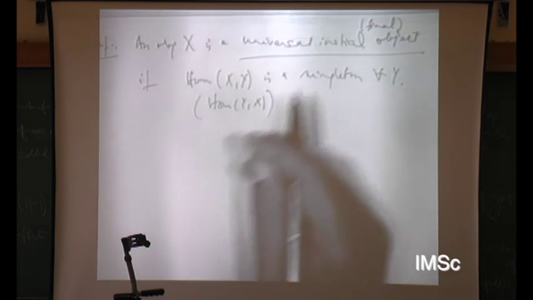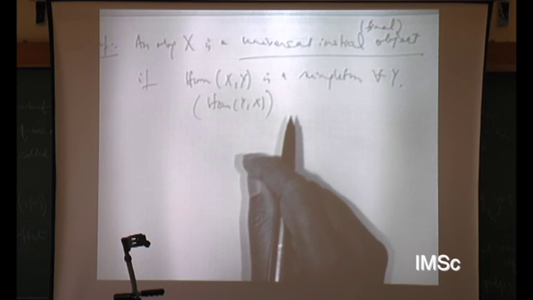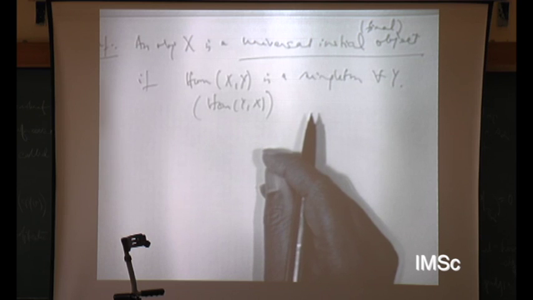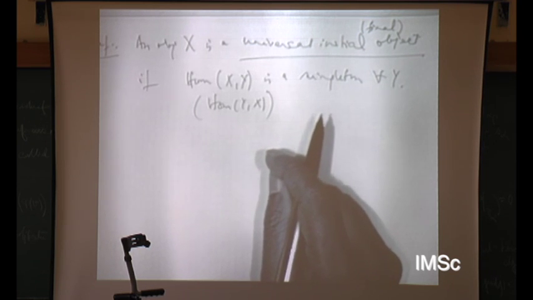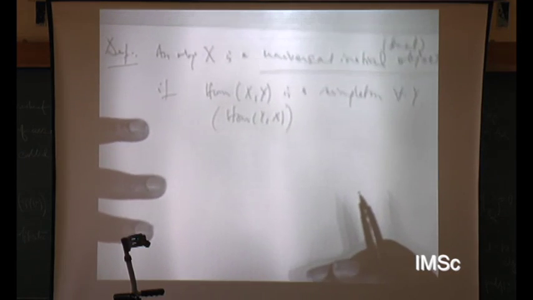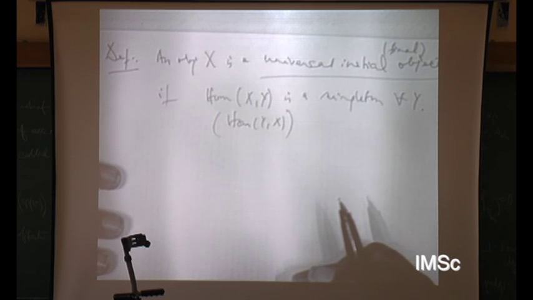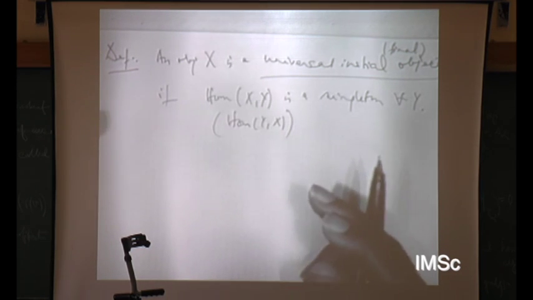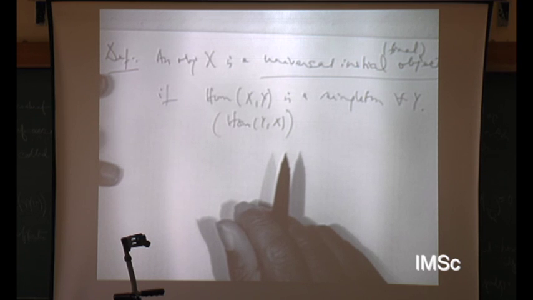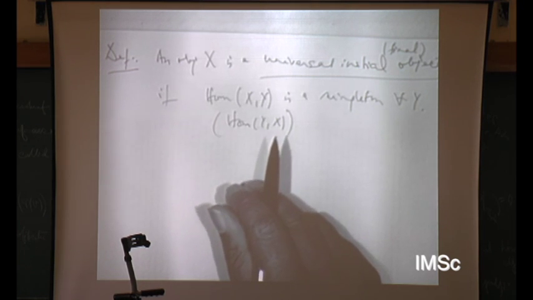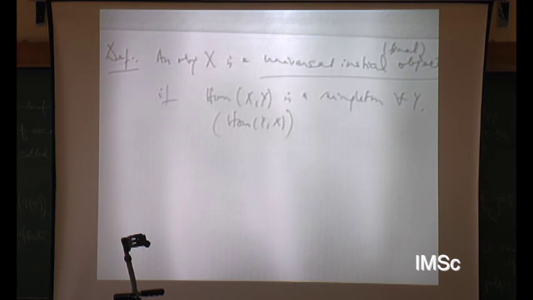So in the category of sets, see, a category may or may not have universal initial or final objects. But in the category of sets, I claim there is a universal final object. What do you think that is? I'm claiming there exists some set such that no matter what set you give me, there is a unique function from that set into this target set. Singleton.